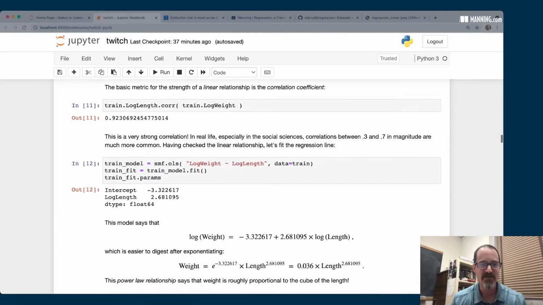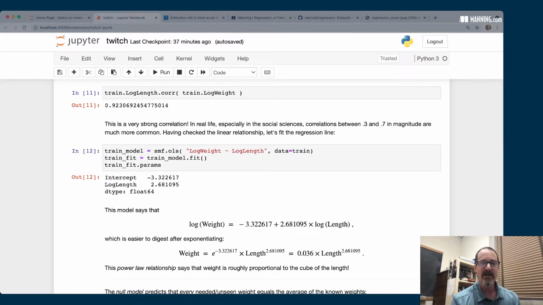And there are lots of ways to do this in Python. I have more of an R background, so I like using the formula interface. And so that's what I use here. So this is using the statsmodels formula interface. We're going to get just a regular linear regression, log weight as a function of log length. And there's the model. Okay, so we have the coefficients, we have the intercept and the coefficient of log of length. And there's what the model says.